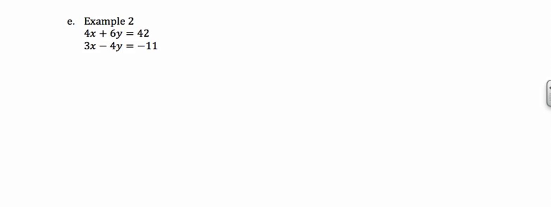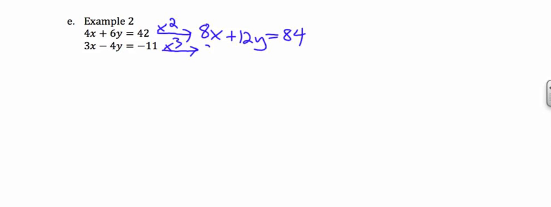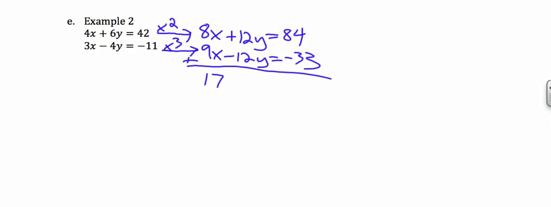Okay, so this one, again, my eyes are still drawn to the y's. You may have seen x's because they look like smaller numbers, but I know that I can get 6 and 4 to match at 12. I don't have to go all the way to 24. So multiply this one by 2 and this one by 3 because I already have a positive and a negative. Okay, and I get 8x plus 12y equals 84, and 9x minus 12y equals negative 33. I got my opposite coefficients. Add them together. 17x plus 0 equals 51. Divide both sides by 17, and I get x equals 3.